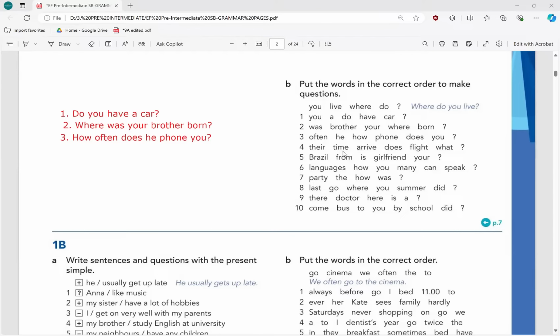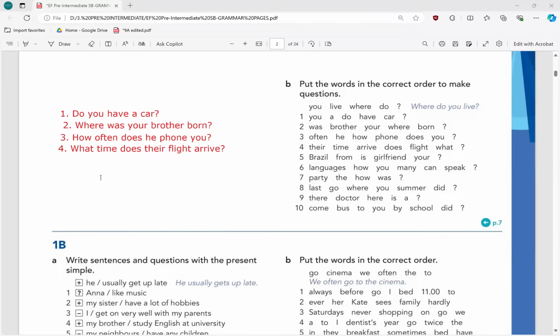Number 4 here. Their time arrived does flight what? So question word, we got what? Time. This is the question word. What time? After question word, I must use auxiliary. Does is the auxiliary. What time does? Now I must use subject. What time does their flight? Now I must use infinitive, arrive. Okay. So number 4, what time does their flight arrive? There you go. So that's done.